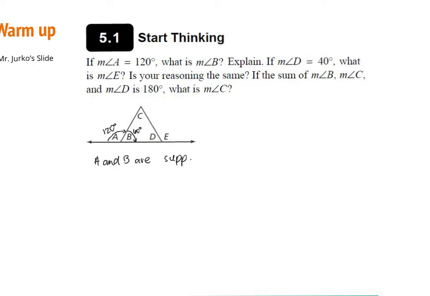If the measure of angle D is 40 degrees, so this is 40 degrees, what is the measure of angle E? Well, it's the same logic. So if D is 40, then E must be 140, because they have to add up to give us 180 degrees. If the sum of B, C, and D is 180, what is the measure of angle C? Well, B and D add up to 100, so C must be 80 degrees. Now, this is a very important warm-up because this is what we will be using in this lesson.